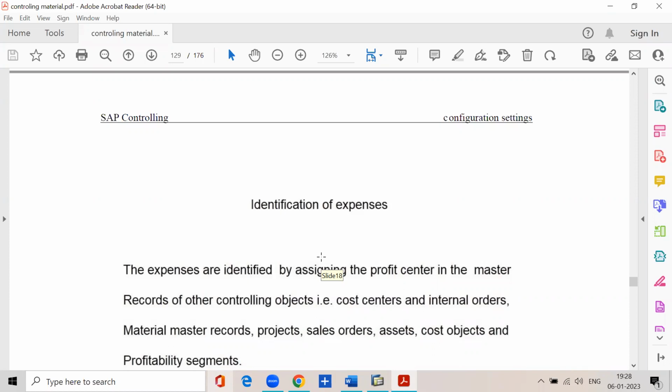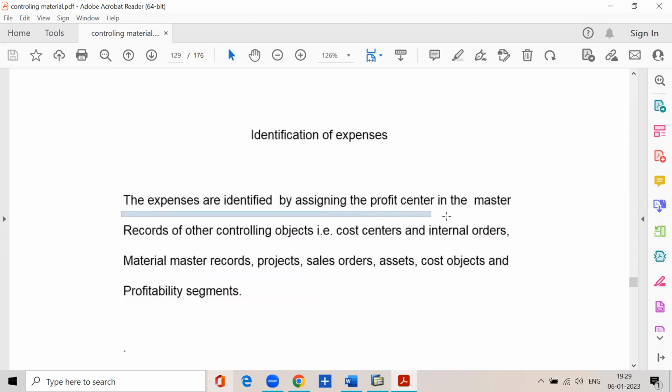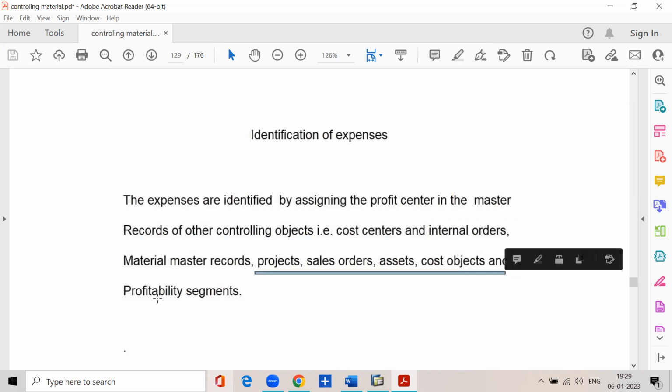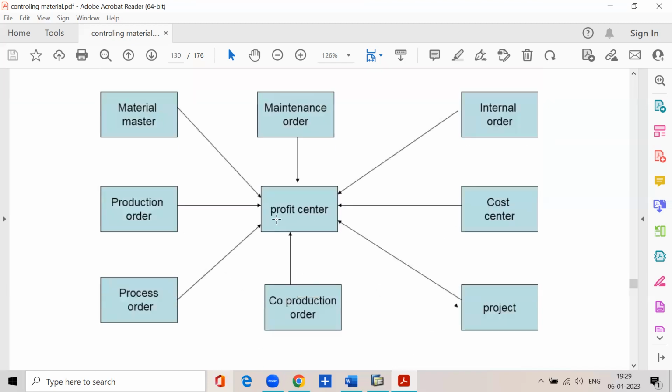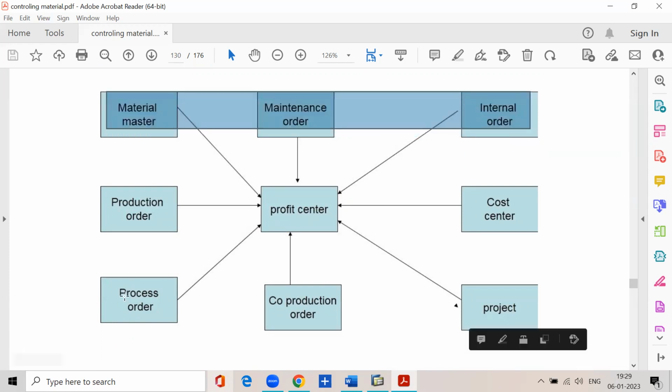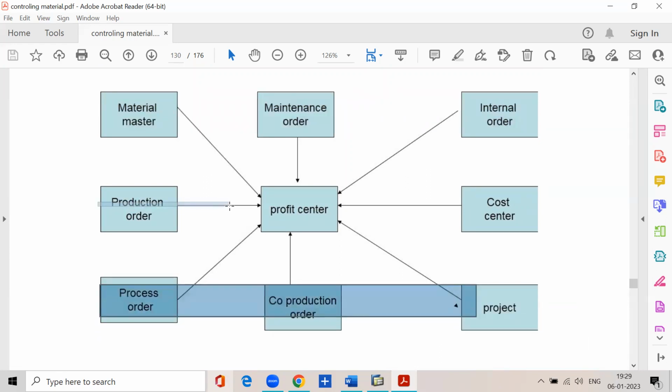So here, after creating the profit centers, our main aim is to identify expenses, revenues, and balance sheet items with the profit centers. So how are the expenses identified with the profit centers? See, the expenses are identified by assigning the profit center in the master records of other controlling objects, like cost centers. So we can assign the profit center in the cost center master record, the internal order master record, material master record, projects, sales orders, assets, cost objects, and profitability segment. See, the profit center can be assigned in almost all the controlling object master records. You can see the arrow directions. From all these objects, the expenses and revenues will be posted to profit centers.